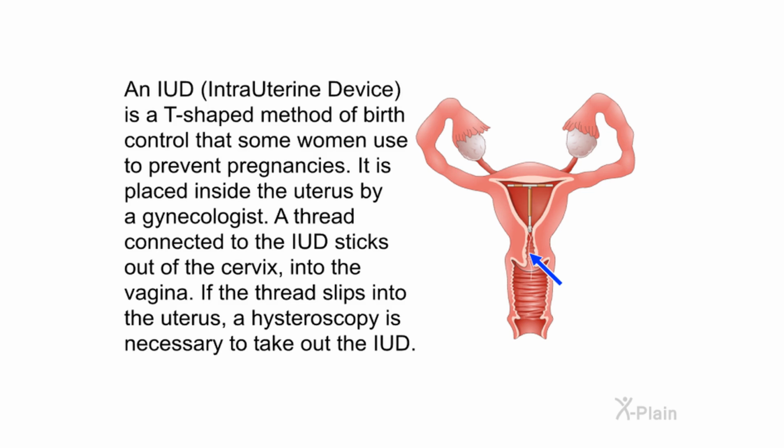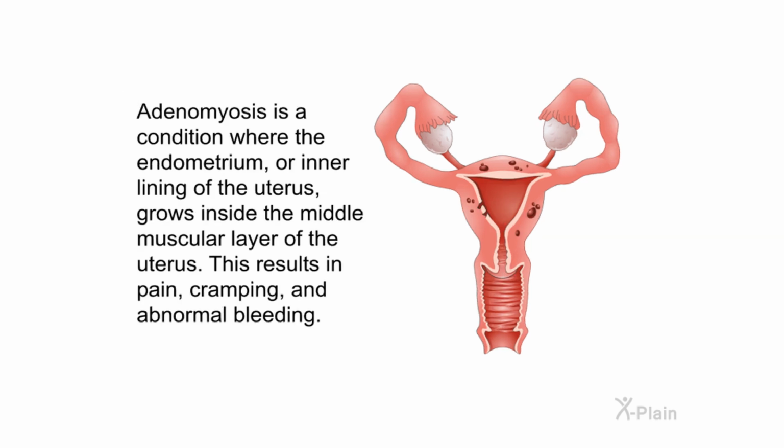An IUD, intrauterine device, is a T-shaped method of birth control that some women use to prevent pregnancies. It is placed inside the uterus by a gynecologist. A thread connected to the IUD sticks out of the cervix into the vagina. If the thread slips into the uterus, a hysteroscopy is necessary to take out the IUD. Adenomyosis is a condition where the endometrium, or inner lining of the uterus, grows inside the middle muscular layer of the uterus. This results in pain, cramping, and abnormal bleeding.